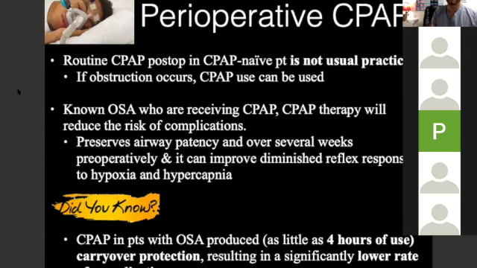So routine CPAP, like just ordering CPAP on everybody, is not really usual practice. But if you're noticing that they're obstructing, then CPAP can be used. You can also use it in known OSA patients who are receiving CPAP. CPAP therapy will reduce the risk of complications, preserves the airway patency, and over several weeks preoperatively, it can improve diminished reflex responses to hypoxia and hypercapnia. Now, if you see a patient in PAT, say it's very important for you to use your CPAP the night before surgery, because there's a carryover protective benefit in as little as 4 hours of use the night before. So if you use your CPAP the night before surgery, you'll do better the day of surgery. That's been studied.